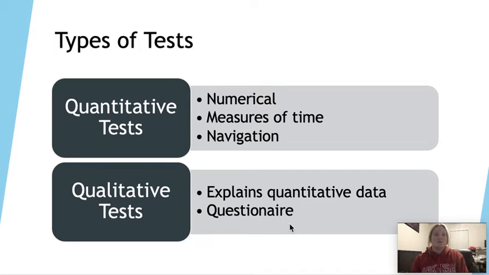Now, whenever we're looking at a usability test, we had two types of tests. You want to have a quantitative and a qualitative test. Quantitative is going to look at your numerical data, and for ours, we did measures of time over navigation throughout the website. Qualitative testing is some kind of quality that's helping to explain quantitative data. So we did a questionnaire that's based off of the two quantitative tests.